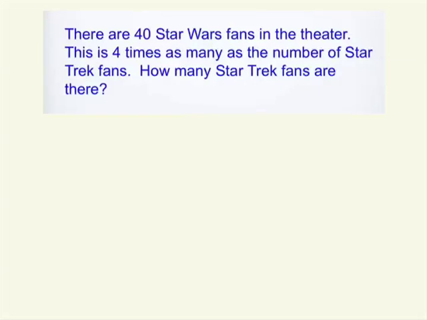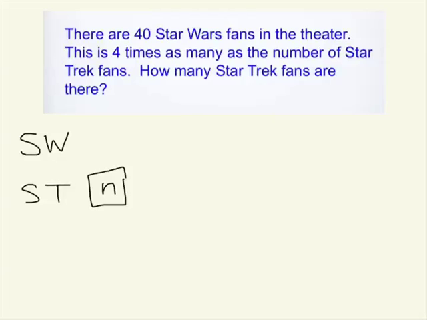So in this one I'm going to label SW for Star Wars fans and ST for Star Trek fans. Now looking at the problem, if I know that there are 40 Star Wars fans, and that is 4 times as many as Star Trek fans, I know that there are fewer Star Trek fans in the theater. So for Star Trek, I'm going to make a group, but I'm going to just put N in there because I don't really know what the number is yet.